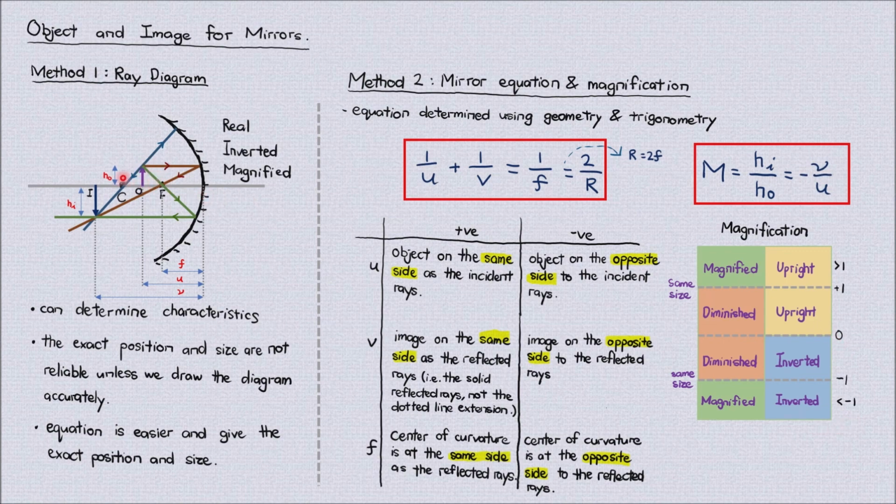If your image is formed on the same side as the object, it should be on the opposite side of the optic axis, making it inverted. So everything makes sense. You just need some time to figure everything out. Okay, so that's how you use the mirror equation and the magnification.